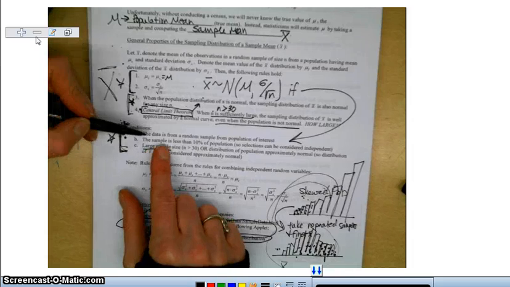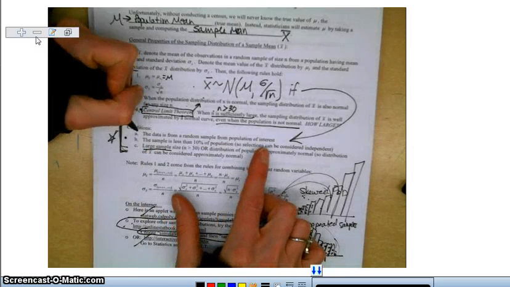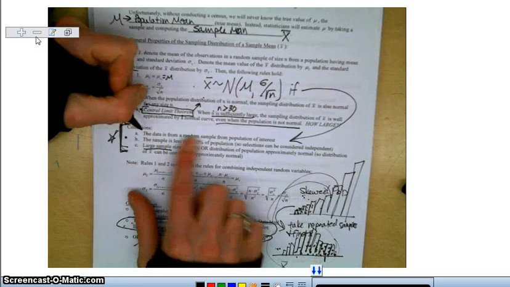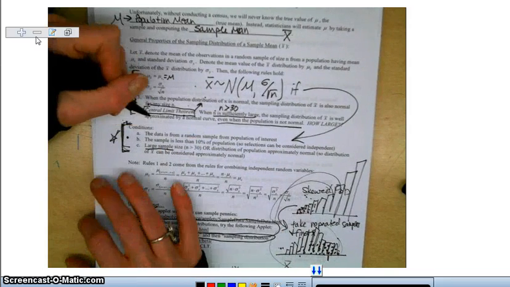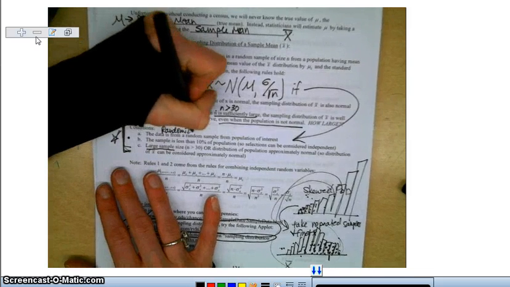Okay, so the data is from a random sample from a population of interest. Didn't we already have that condition last time? Okay, what condition was that? What was the name of that condition? I gave it a name. Casey, what did you say? Yep, randomization condition. This is the randomization condition.